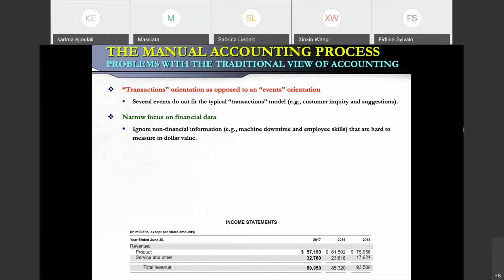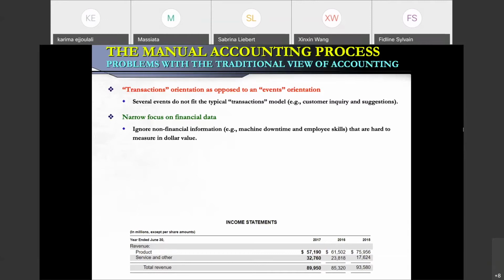The manual accounting process, right? We're talking about that. Because of this manual process, it shows the problems of the traditional view of accounting. It's transaction oriented, there's nothing more than that. What about if I want to know about customer service? What kind of questions do customers frequently ask? What if I want to know how well the internal communications are? How about the emails between the employees? It's so narrowly focused on the financial data.